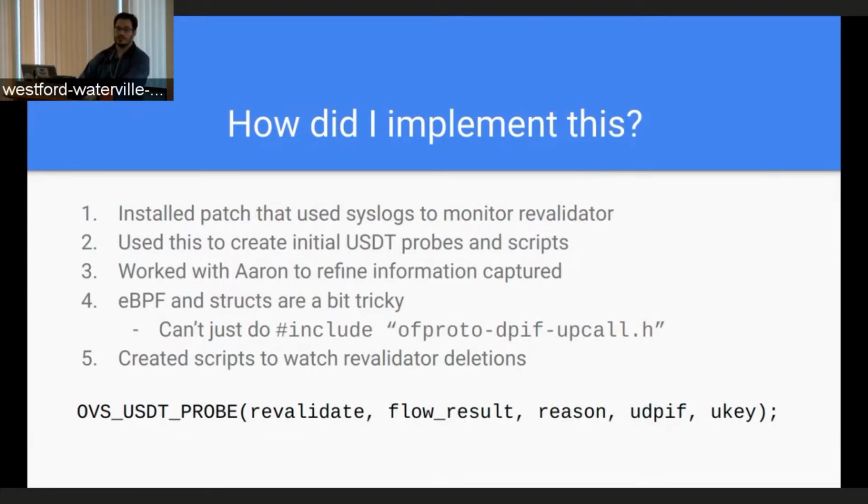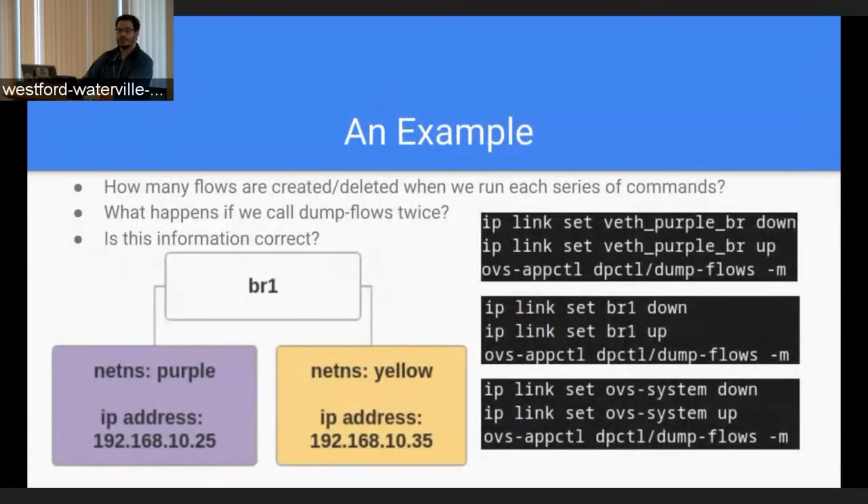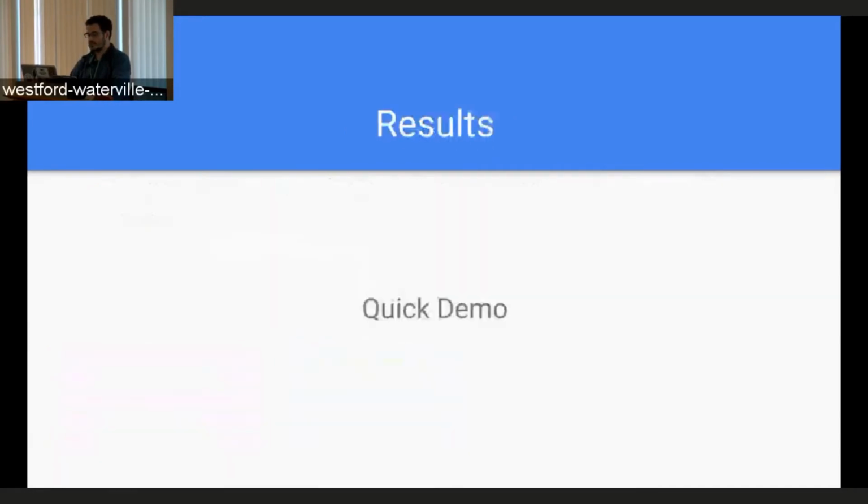And so let's go through an example. How many flows are going to be created in each of these series of commands? In this first one, how many flows? And are things going to change if we do this sequence of commands multiple times, or is it just going to stay the same? And I want to note that for this test, there's nothing else running on that instance of OVS. So let me switch over.